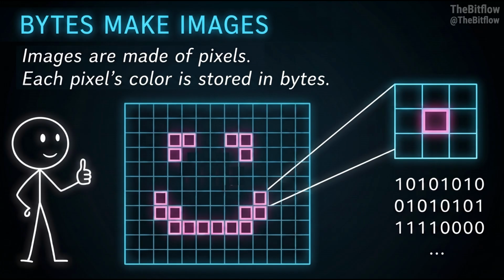Images are made from tiny squares called pixels. Each pixel stores its own color using bytes. When millions of pixels are placed together, they form the pictures you see on your screen. Zoom in far enough, and every image becomes a grid of tiny colored squares.